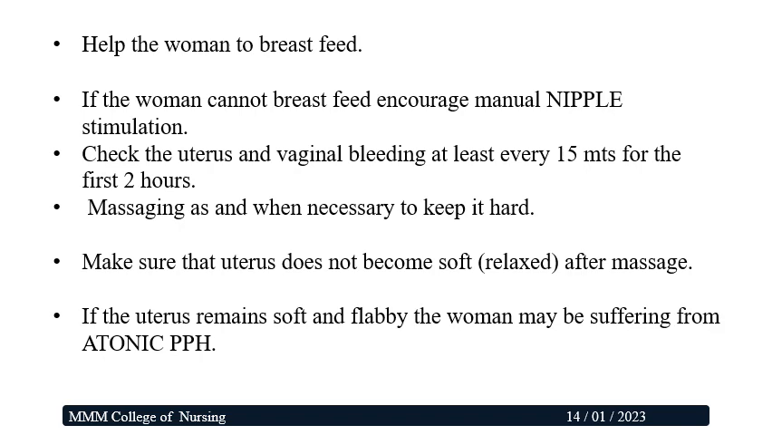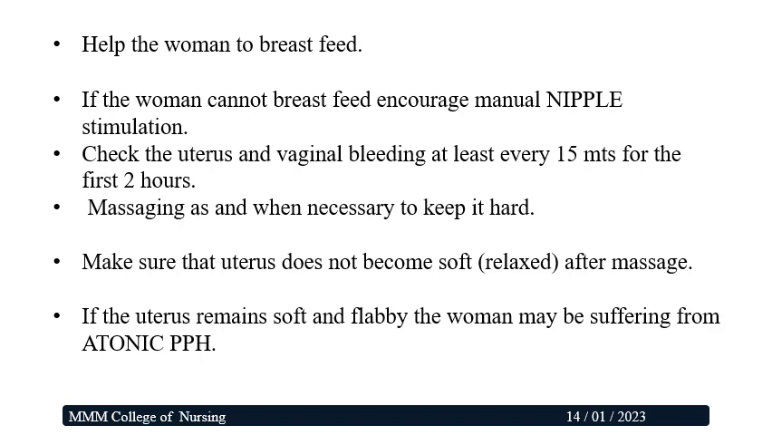Check the uterus and vaginal bleeding at least every 15 minutes for the first 2 hours, massaging as and when necessary to keep it hard, and make sure the uterus does not become soft or relaxed after massage. If the uterus remains soft and flabby, the woman may be suffering from atonic PPH. So if the uterus is relaxed even after all the measures, this condition is called atonic PPH. This cannot be managed in a peripheral center. You will have to always refer the woman to the referral unit.